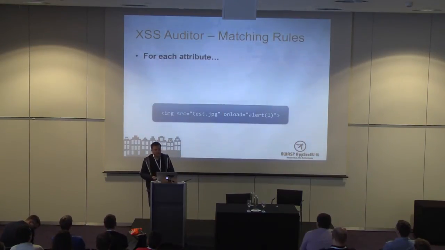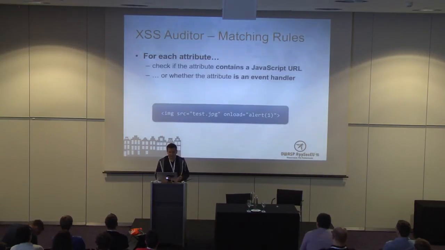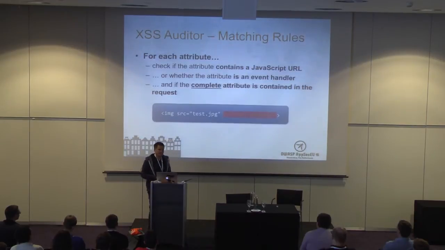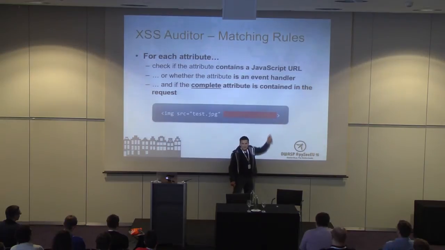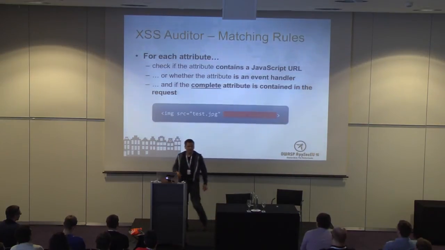The second matching rule is for attributes. Whenever the HTML parser encounters an attribute, it does basically two checks. It checks whether the attribute contains a JavaScript URL, so basically if the value starts with javascript colon, or whether the attribute is an event handler. This means it starts with the letters ON and has at least 5 characters. If it finds such an attribute, it matches the complete attribute. So it starts at the attribute name and extracts it until the last quote and will then match this against the response. And if it finds it again, it will block the request.